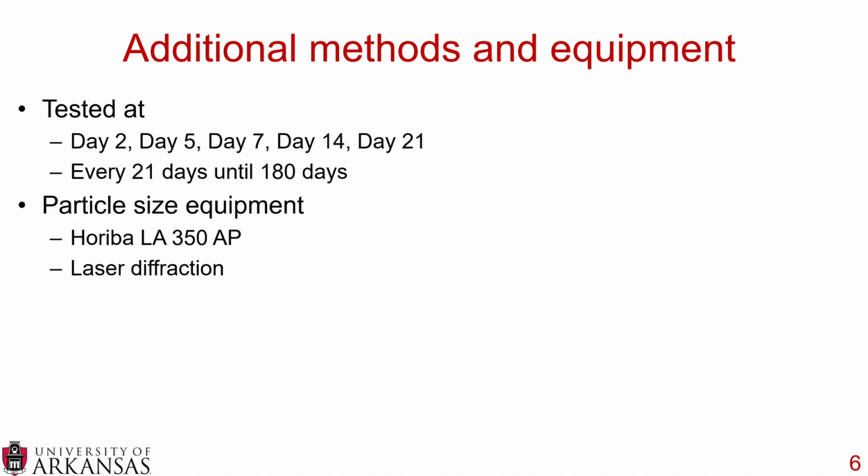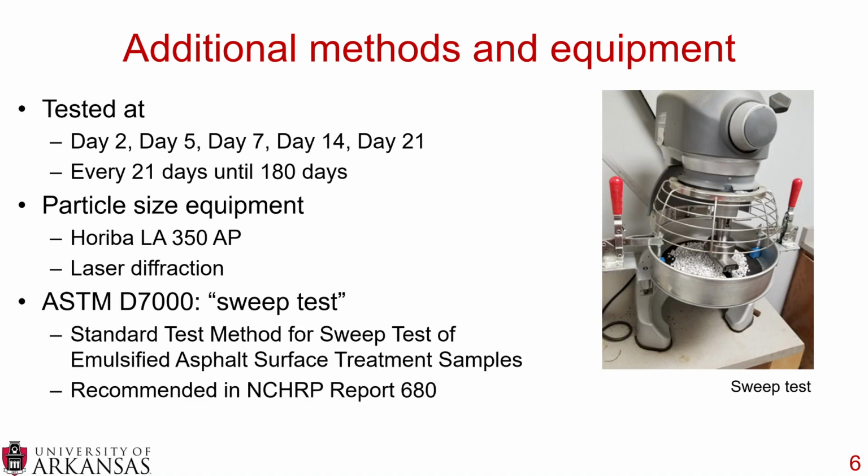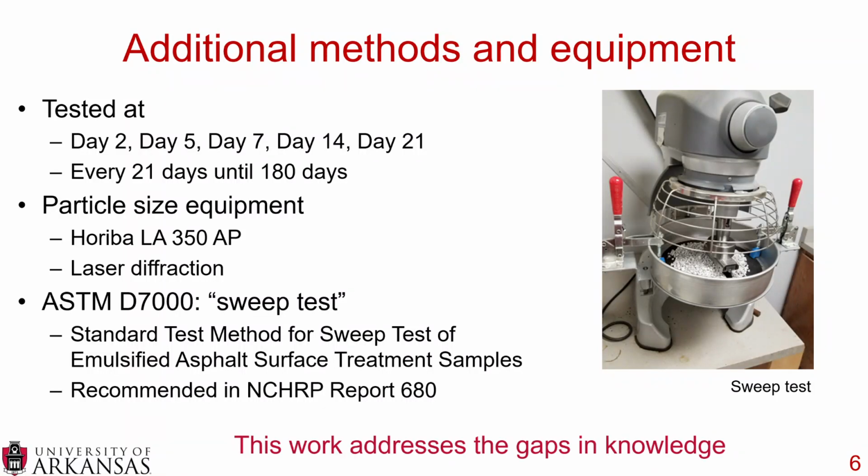As I mentioned, we used a laser diffraction particle size analyzer, a Horiba LA350AP, and we performed the ASTM D7000 sweep test, which is called the standard test method for sweep test of emulsified asphalt surface treatment samples, and it's recommended in NCHRP report 680. And like all NCHRP reports, all you need to do is search online the term NCHRP report 680, and you are able to download it for free. And as I mentioned, what we're looking to do here is fill some gaps on preliminary research that we did with CSS and CMS emulsions and expand it to CRS emulsions.